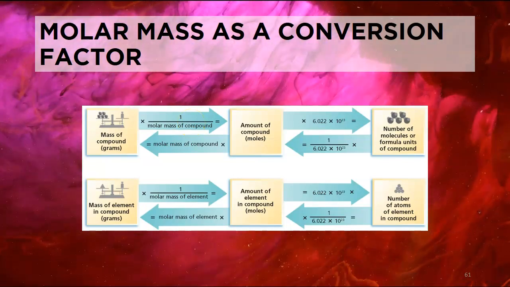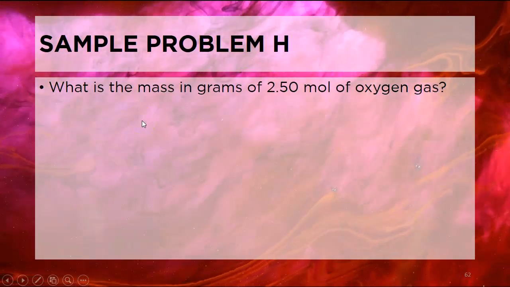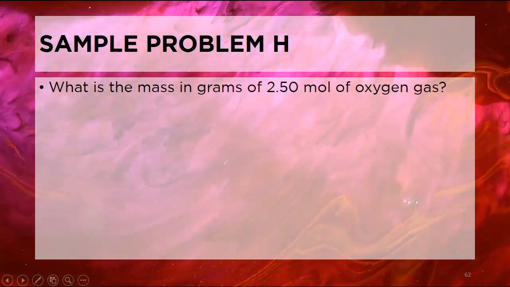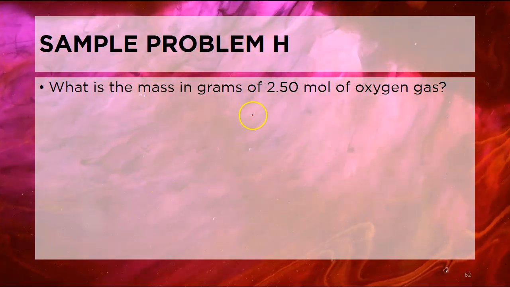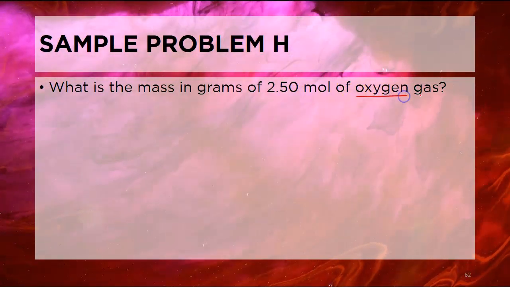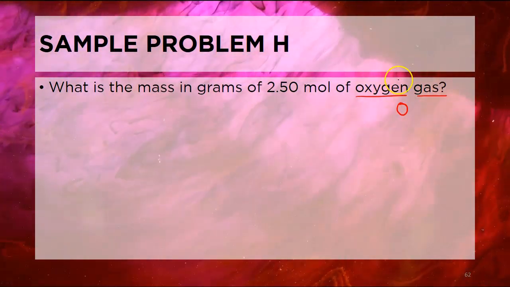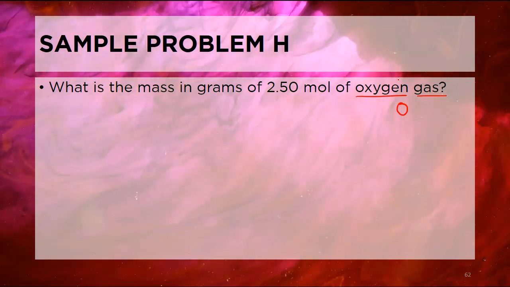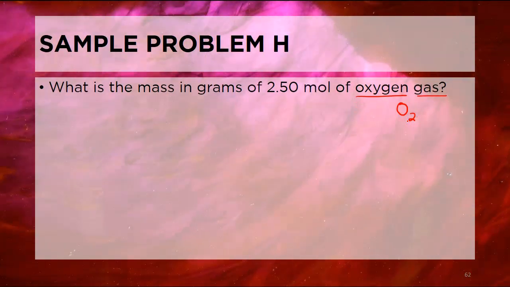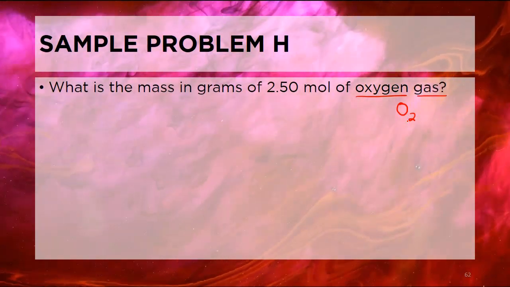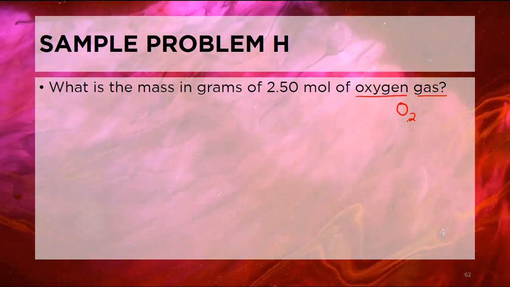So we've essentially done this in the past. Does anybody have any questions on that chart? Hopefully that rings a bell to us, because we're going to do it here in sample problem H with 2.50 moles of oxygen gas. The tricky part about this one is you might be tempted to say O for oxygen gas. You guys know what the actual formula for oxygen gas would be? Remember, oxygen is a diatomic molecule, so it naturally comes as O2. So we have to be careful if they want elemental oxygen or if they want molecular oxygen, which is oxygen gas.